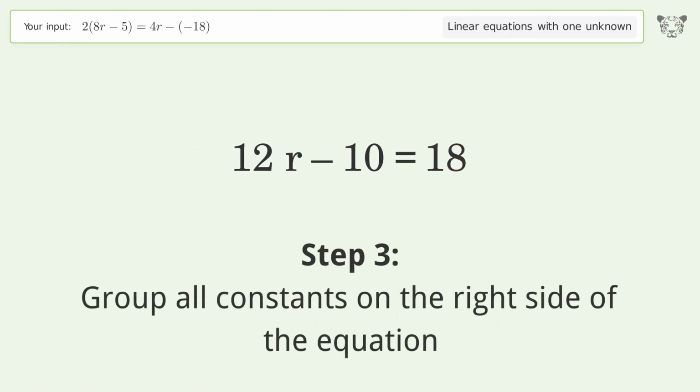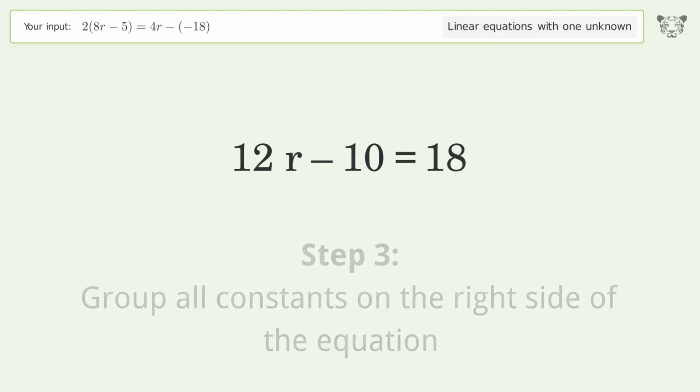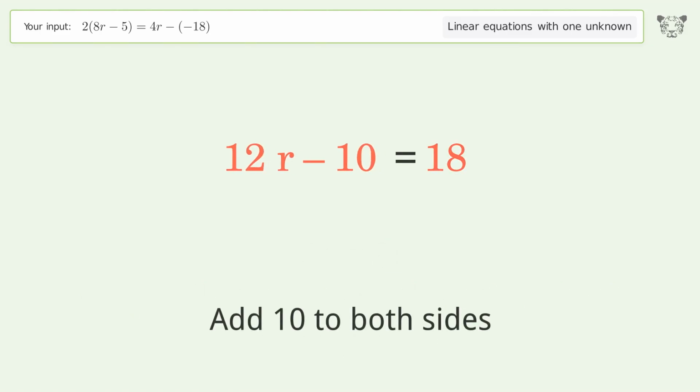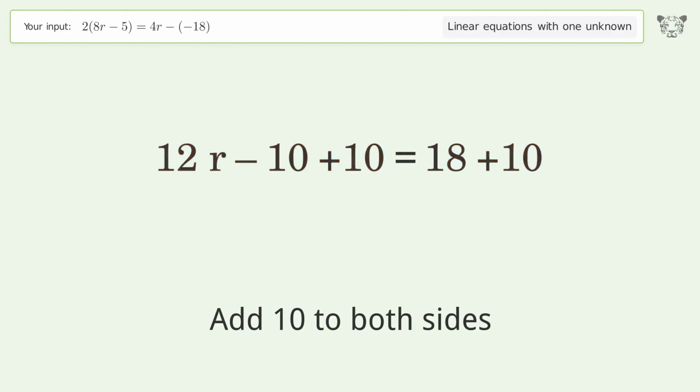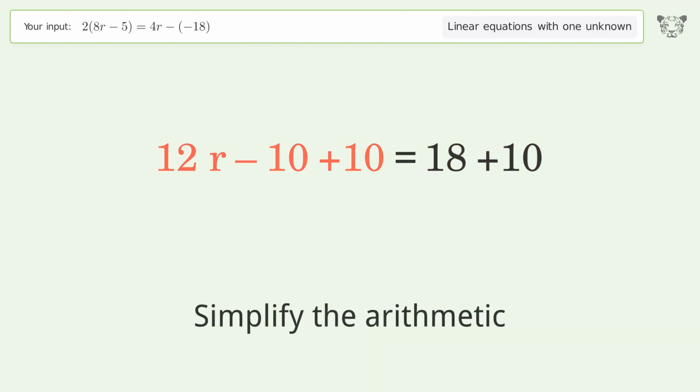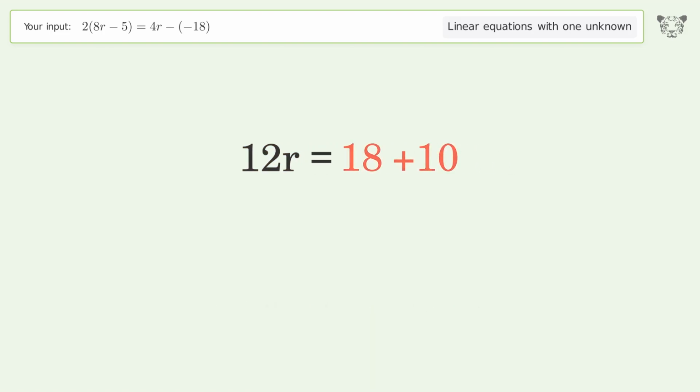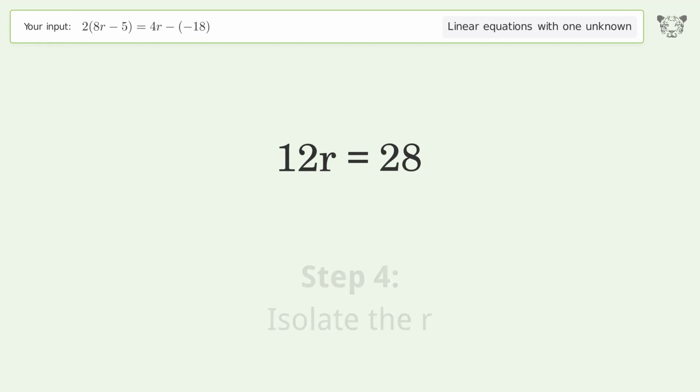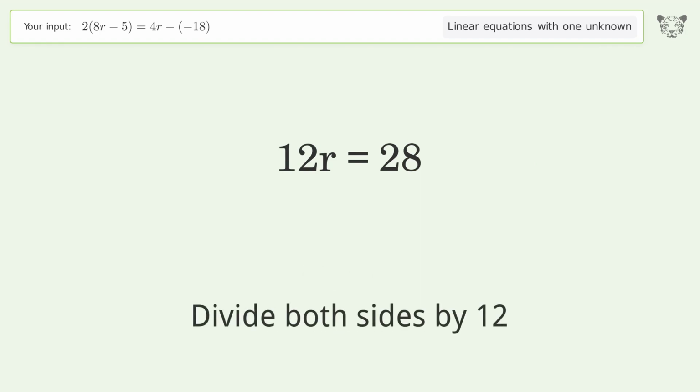Group all constants on the right side of the equation. Add 10 to both sides. Simplify the arithmetic. Isolate the r. Divide both sides by 12.